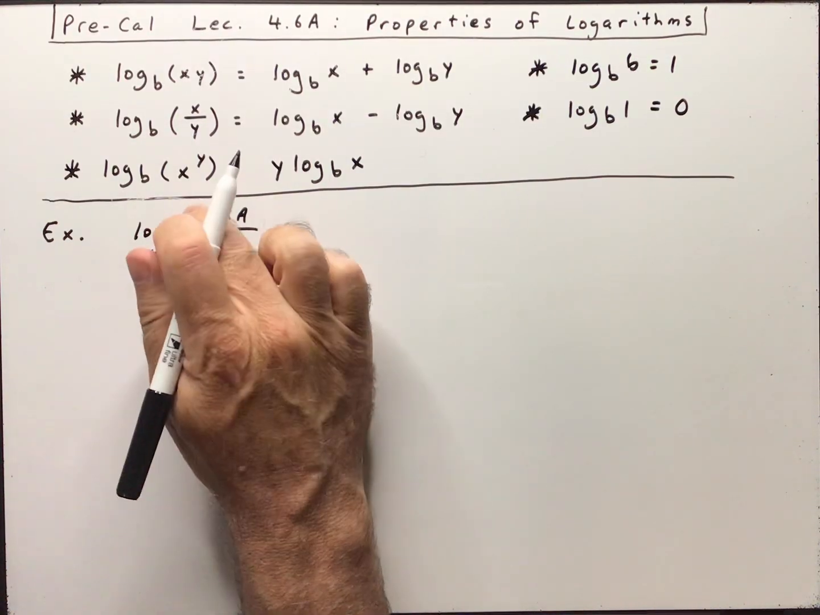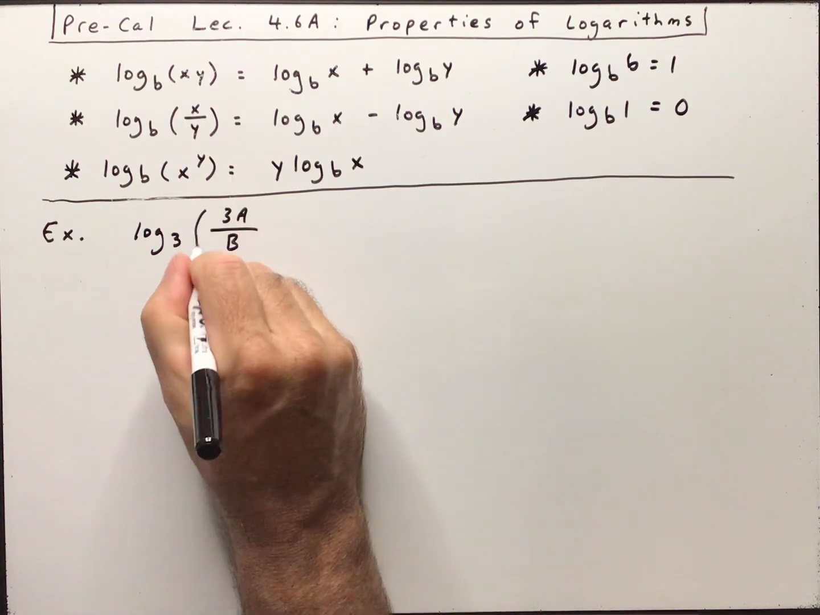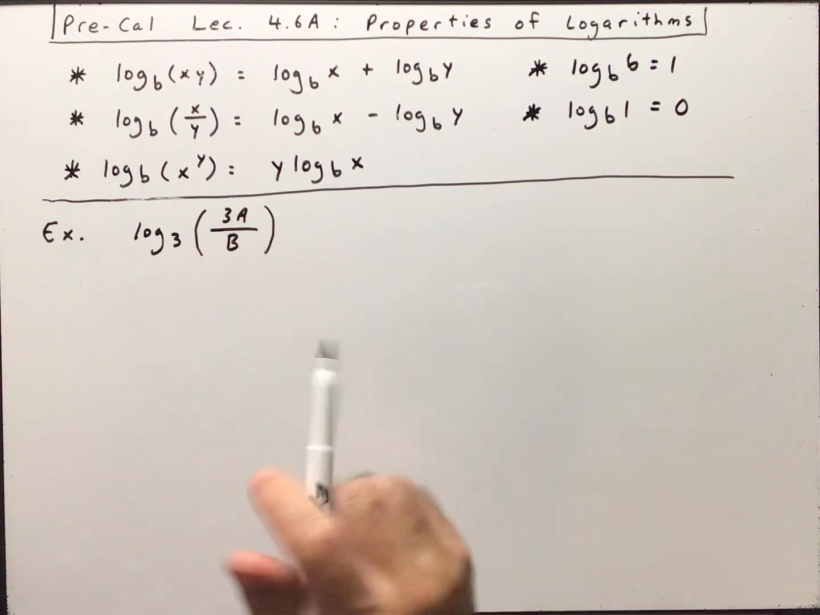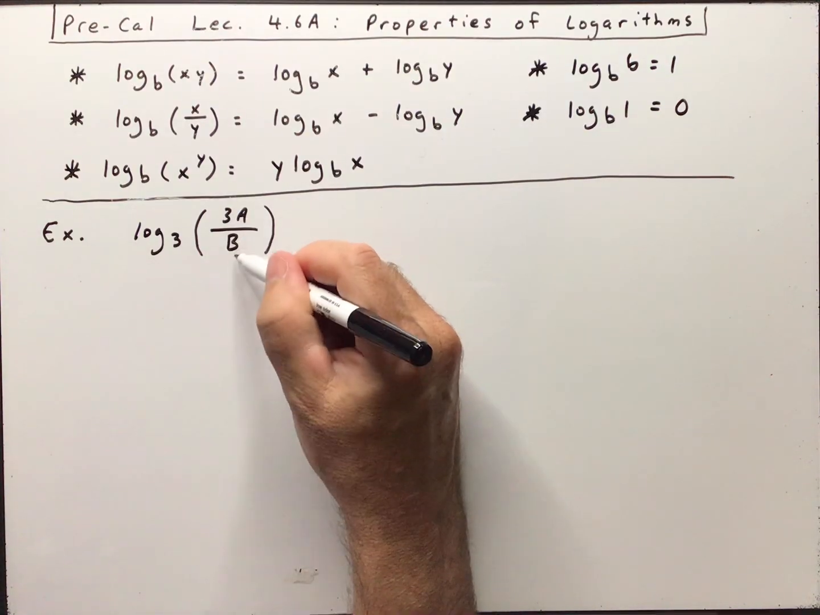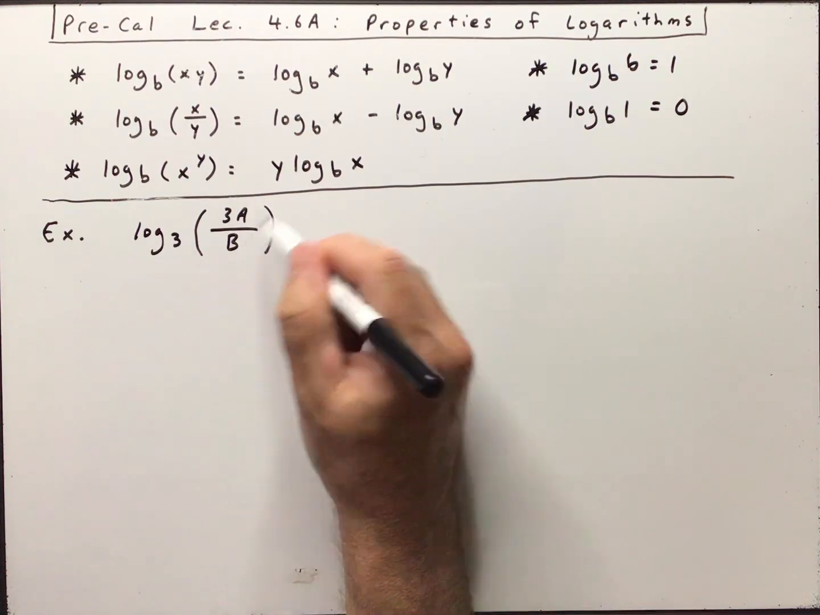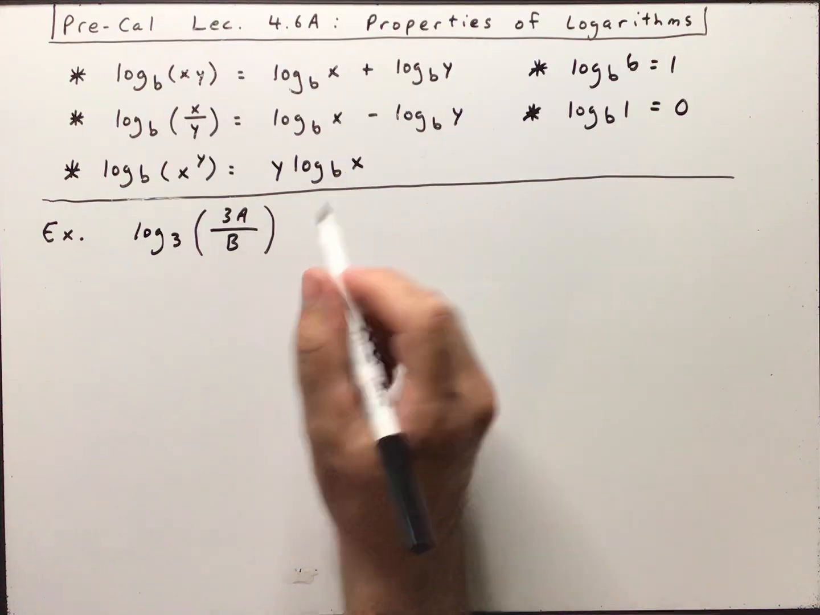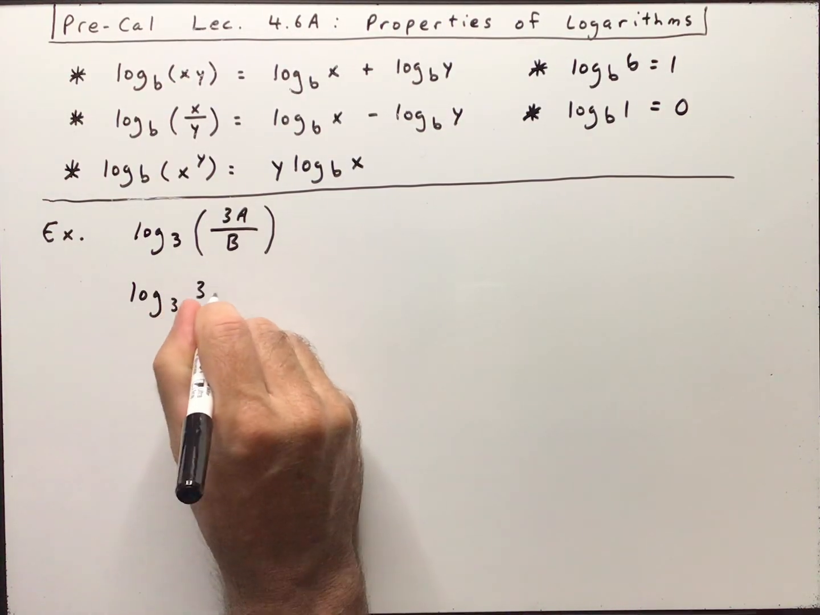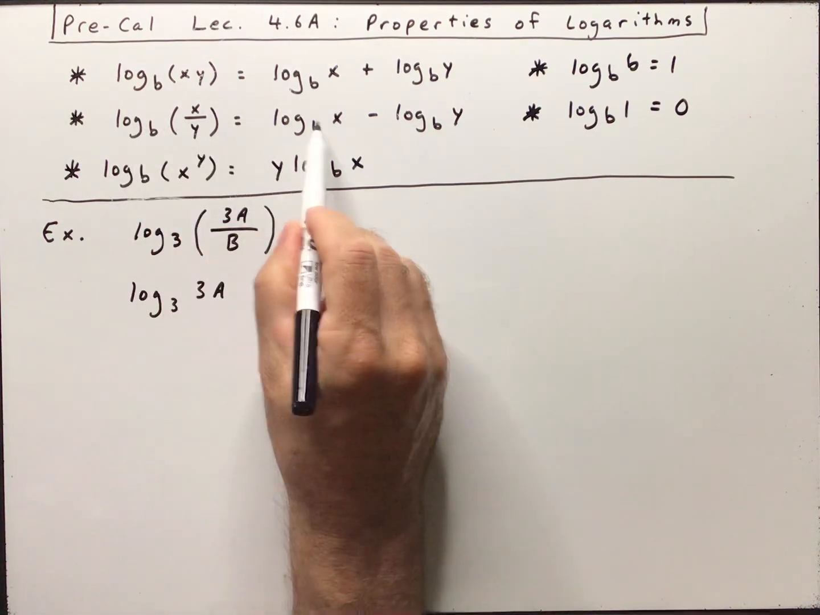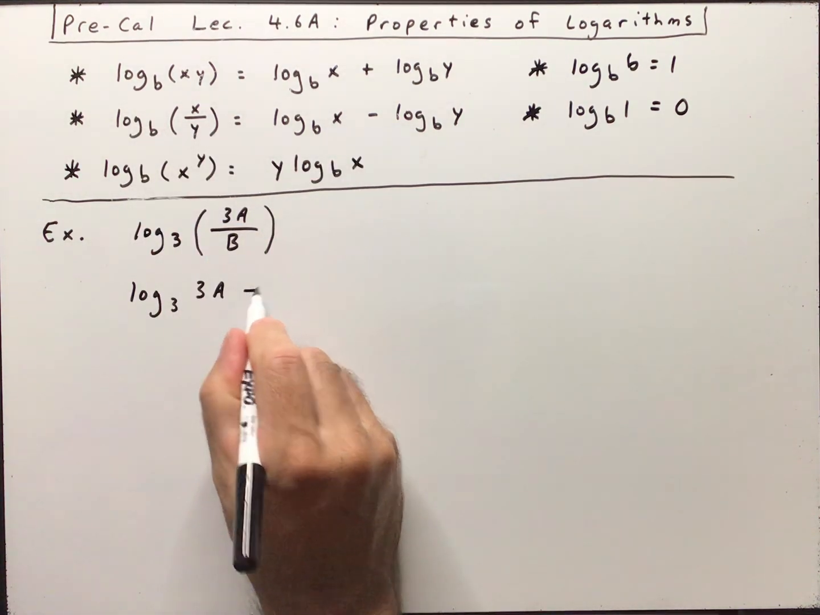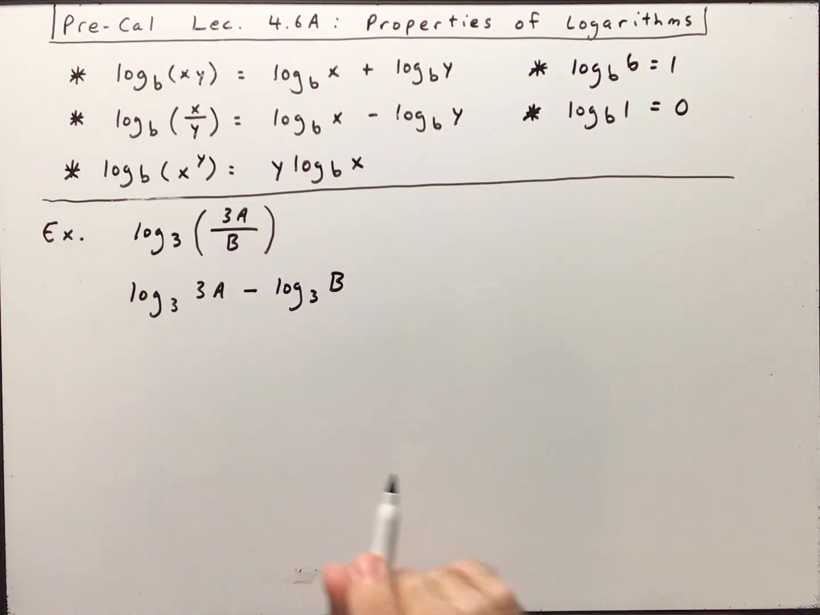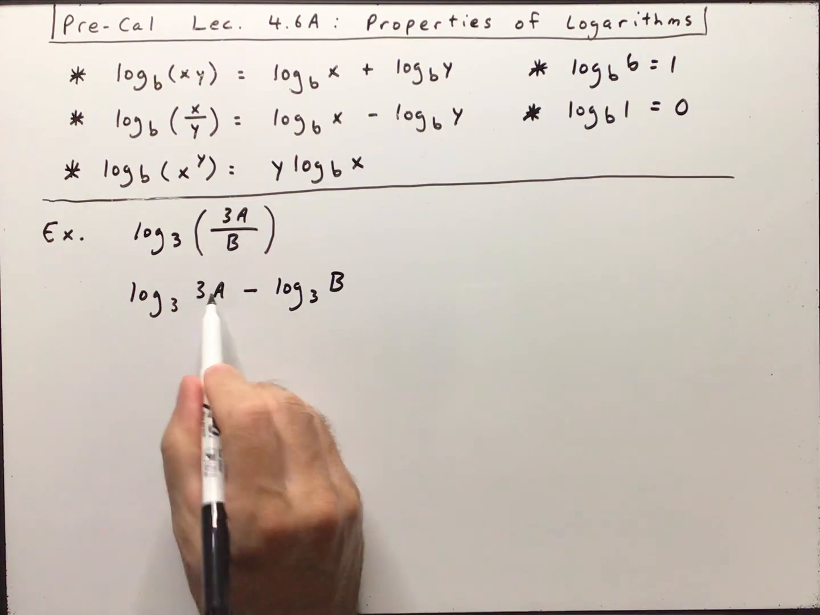So on this one, we have a product on top and just a single variable on bottom. So first of all, we have it as a quotient. So take care of the quotient expansion first. So that's log base 3 of 3a. And a quotient is this second one. So you're going to subtract minus log base 3 of b. And I want you to show every step. Now we have a product here.